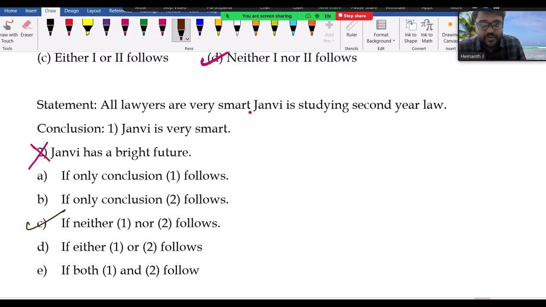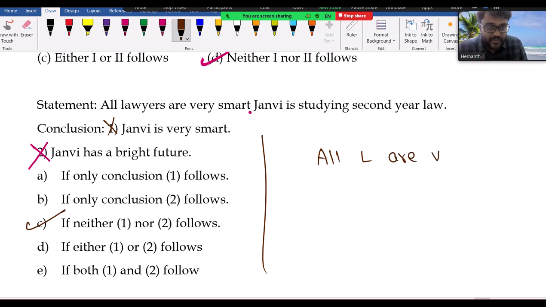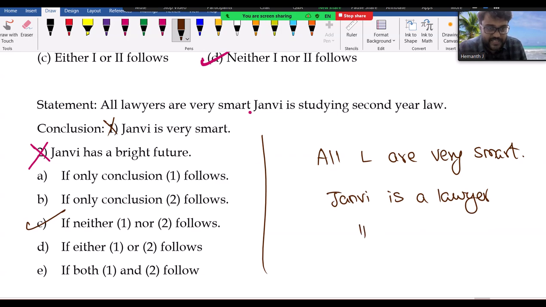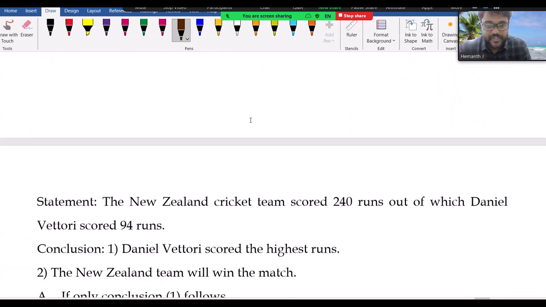Suppose for the same question, for the first one to be true, I have to say all lawyers are very smart, and Janvi is a lawyer. If this is the case, then I can say the first conclusion is true. She is done with the lawyer course. So as per the question, we have to go as per the question. All lawyers are very smart. Fine, okay, Janvi is just very smart for sure. Then I can say the first one is definitely true. Think about the parameters given. Right. Let's see the next question.